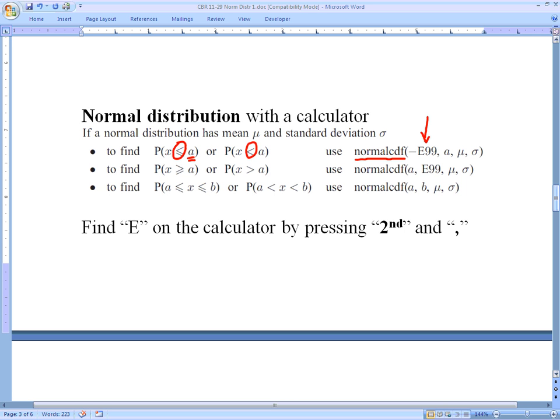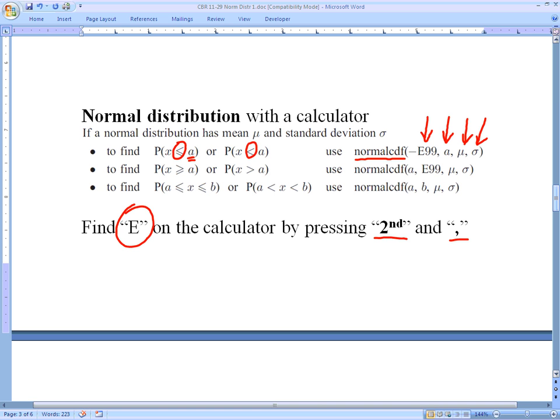You type in essentially the lowest possible value, and we're basically saying the lowest possible value is negative infinity. We type negative E, and we find that E on the calculator by pressing the second key and then the comma. So negative E99, which means just all the way to the far left of the number line. And then whatever value you're trying to find, that's your highest value in this particular case, and you separate that with a comma with your mean and then your standard deviation.